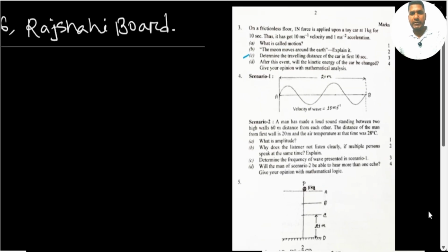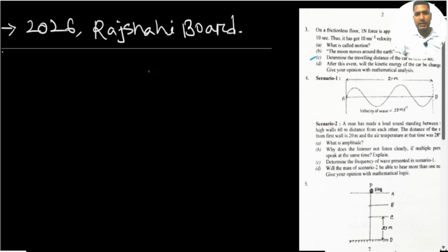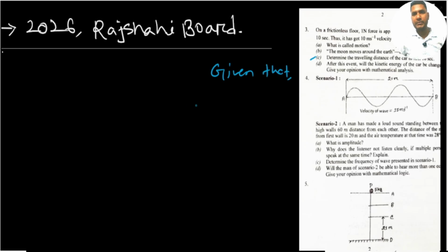To solve this question, at first you have to write down what is given here. So given that time t equals 10 seconds, and the final velocity after 10 seconds will be 10 m/s, and acceleration was 1 meter per second square. All are given here. You don't need to calculate it yourself. They already calculated it for you. So the question is, determine the traveling distance of the car in the first 10 seconds.